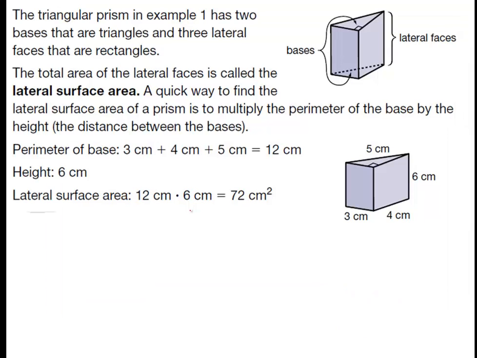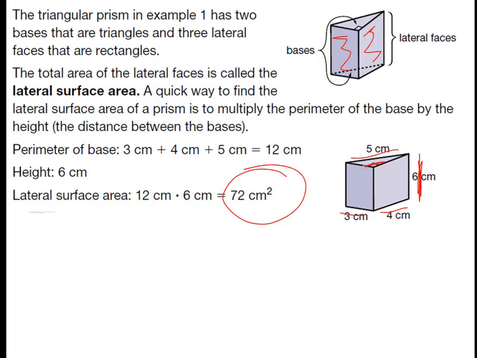Okay, so they call this the lateral surface. Lateral surface is this outer part, this side here, and the one in the back there. It's the part that folds up to form the triangle, not the sides of the triangle itself. That's called the lateral surface area. And a real fast way to figure that out, if you were to unroll that and get those sides, you'd have 3 plus 4 plus 5, and then you'd multiply that by this height of 6, which would tell you that it's 72 centimeters squared.